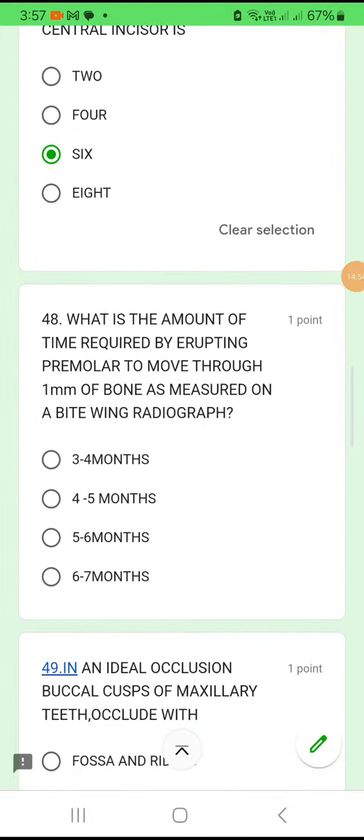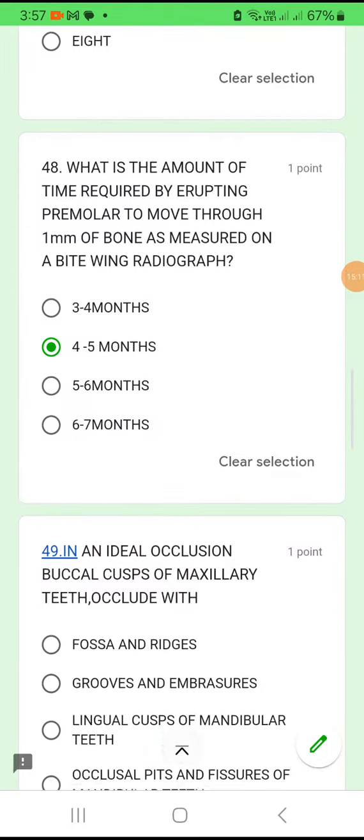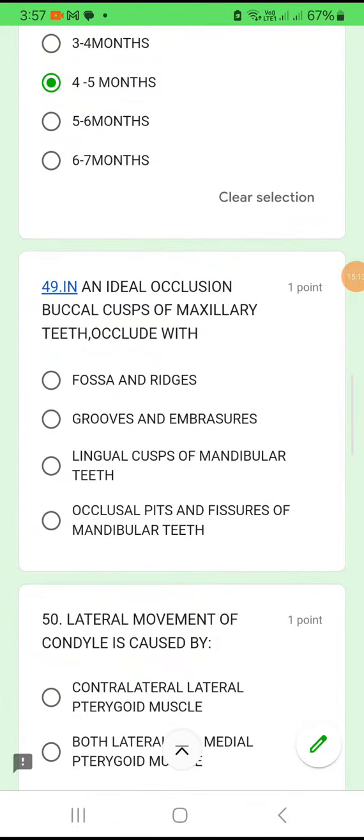Question number 48. What is the amount of time required by erupting premolar to move to 1 mm of the bone as measured on a bite wing radiograph? How long does it take for a premolar to move through the bone, that to 1 mm, okay? It takes around 4 to 5 months, okay? So option B. 49. In an ideal occlusion, buccal cusp of the maxillary teeth will occlude in which area?